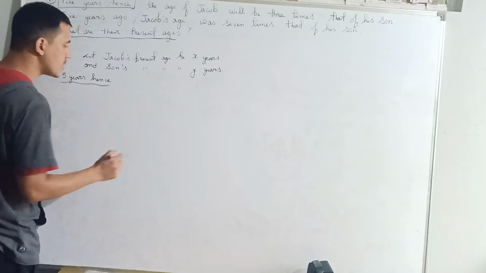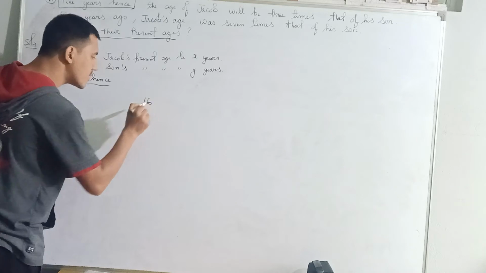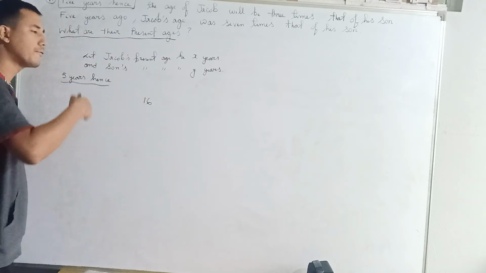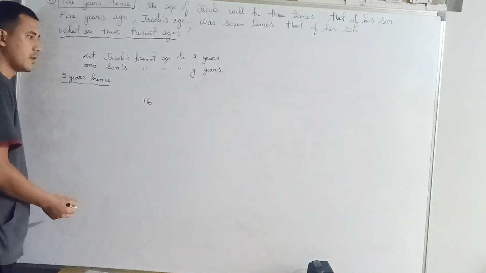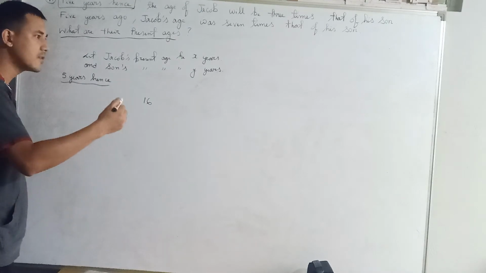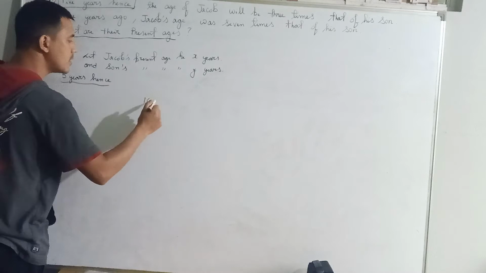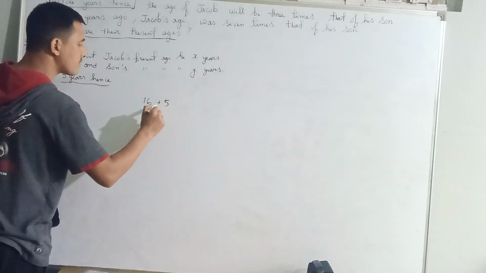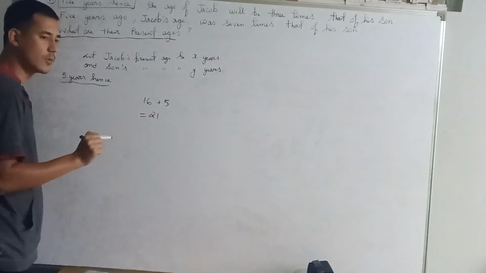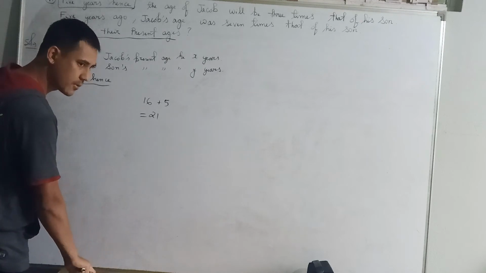Suppose now at present you are 16 years old. After 5 years, your age will increase by 5 more years. So after 5 years, you will be 16 plus 5, which is equal to 21 years old. You will become 21 years old, okay?